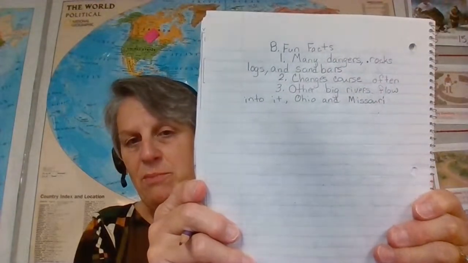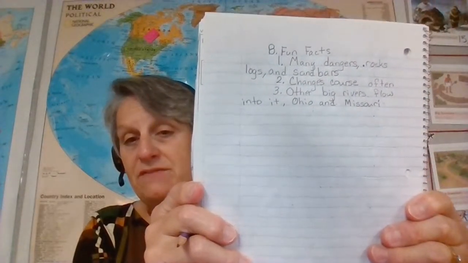Fun facts B. Remember, if you need to go ahead and stop the video, pause it while you write your notes, you can do that. The next thing we're going to do is our vocabulary. Our vocabulary from this section is tributary. Trib.